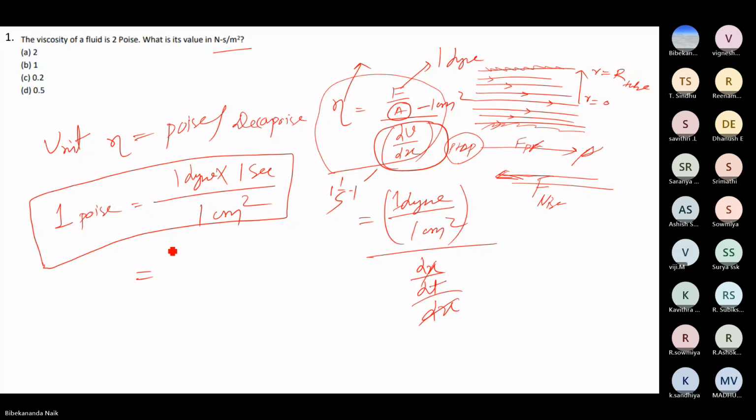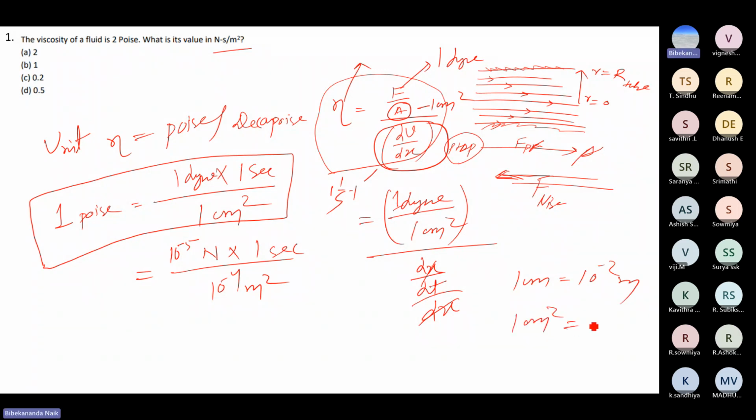Anyone? No? 1 Newton is 10 to the power 5 dyne. So one dyne is 10 to the power minus 5 Newton, into second. Then 1 centimeter square will be 10 to the power minus 4 meter square, because 1 centimeter is 10 to the power minus 2 meter. So 1 centimeter square is 10 to the power minus 4 meter square. If you calculate all this, it will be 10 to the power minus 1 Newton into second per meter square.